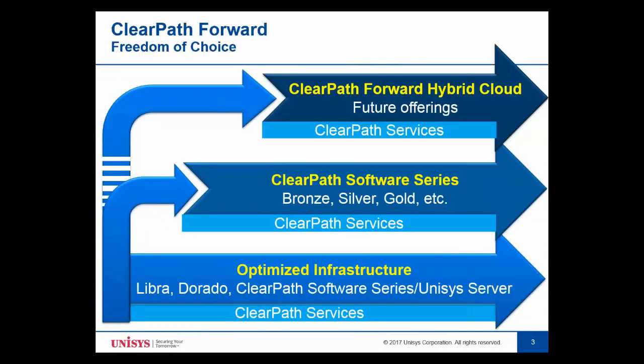As you've seen in the past several years as we've gone forward with our ClearPath Software Series, we've become very, very flexible with ClearPath MCP. We still have our optimized infrastructure with our Libra and Dorado servers that run on an integrated hardware and software offering. And then we have our ClearPath Software Series, which today we're introducing our third production system, which is Gold, and that now runs along with Bronze and Silver. And in the future, we'll be working towards our ClearPath Forward hybrid cloud environments.